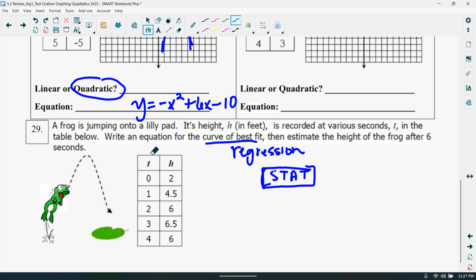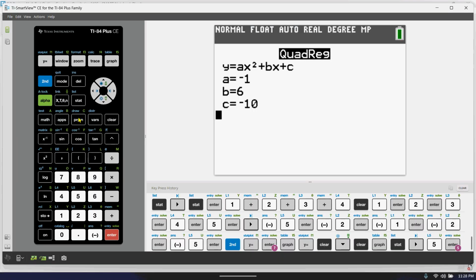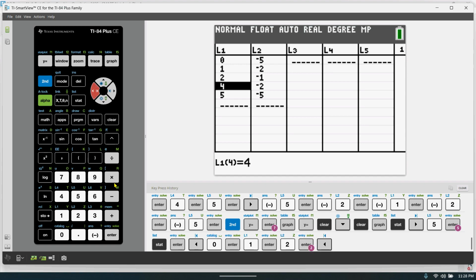Okay, so assuming the height of the frog after 6 seconds. This first column is your x, so that would be your L1. And your second column is going to be your L2. So we're going to type those values into our calculator. Go over here, hit stat, hit enter, arrow over, doing 0, enter, 1, enter, 2, enter, 3, enter, 4, enter.